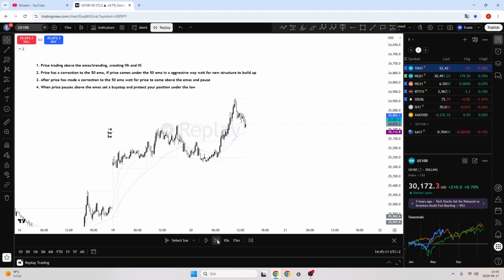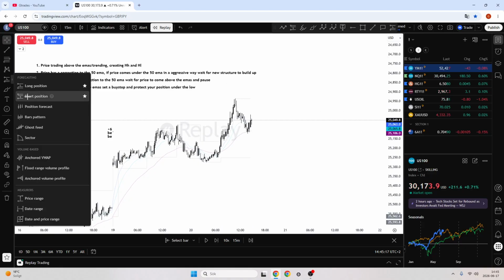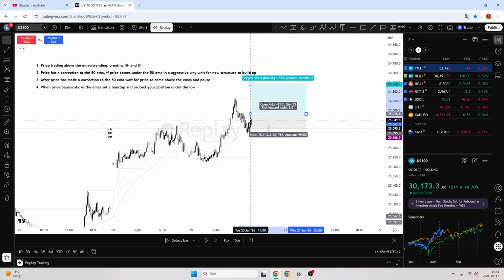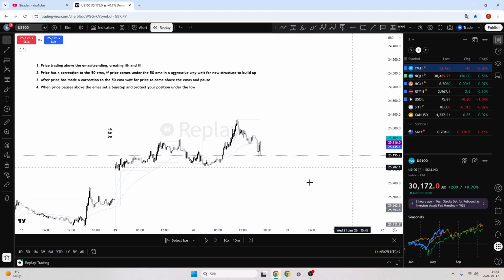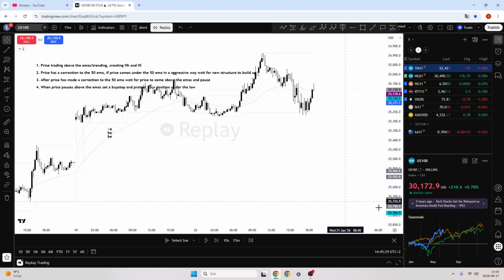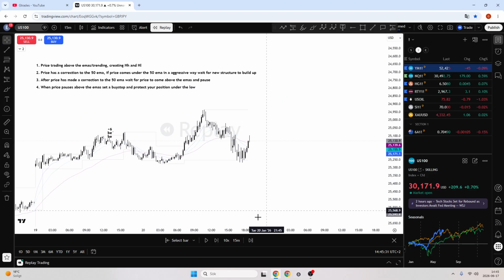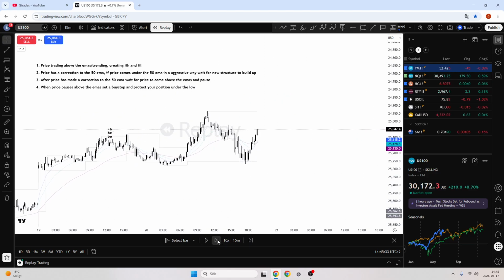So let's see what this market does. Comes down to the 50 MA, pauses right here. We are gonna start to use more time frames in the future to navigate us through, and especially if we are using a lower time frame. So in this case, a 50-minute. So this is a pause, of course.